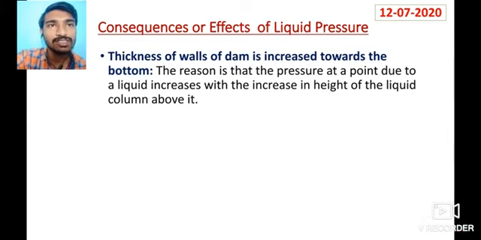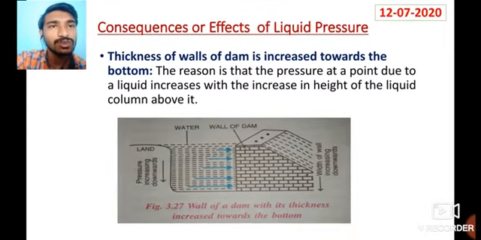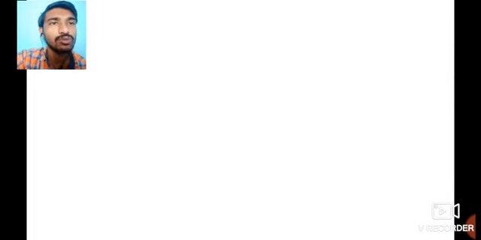So the first one is that the thickness of the walls of a dam is increased towards the bottom. The pressure at a point due to the liquid increases with increase in height of the liquid column. You already know this. So here in this figure you can observe the thickness of the walls of the dam is increased towards the bottom. That means when we take the wall of the dam, the thickness is very large at the bottom compared to the thickness at the top of the wall.